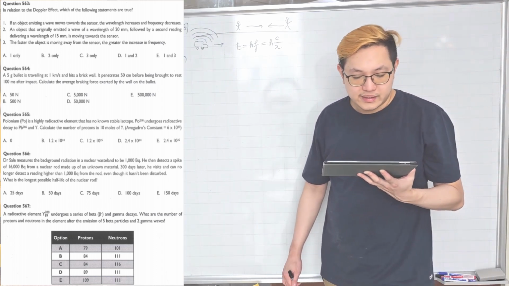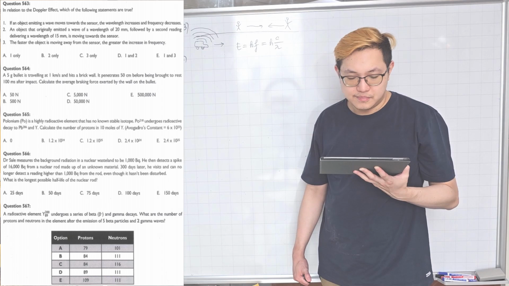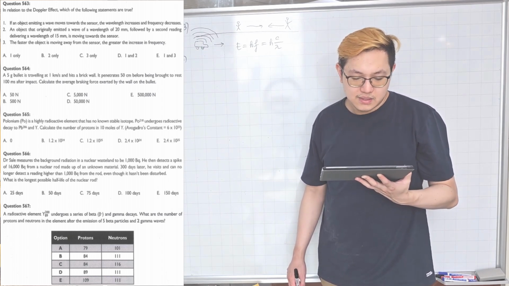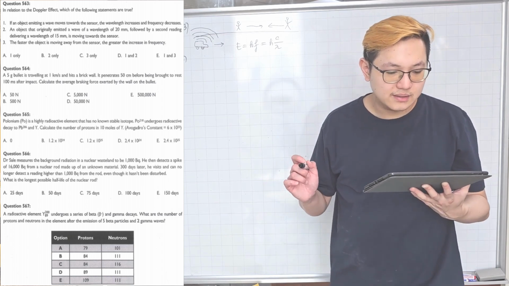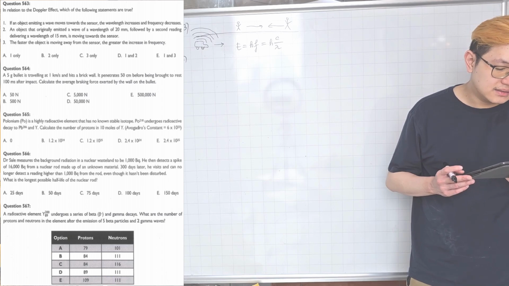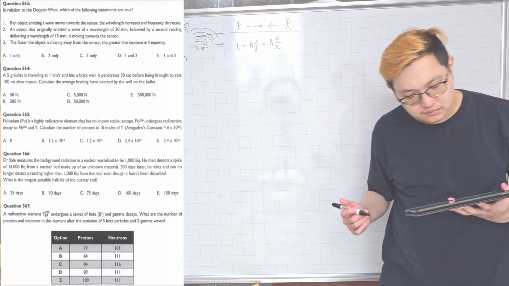Calculate the average braking force exerted by the wall on a bullet. Mình phải tính cái lực thắng trung bình, braking force, được tạo ra bởi cái bức tường lên trên cái viên đạn đó.